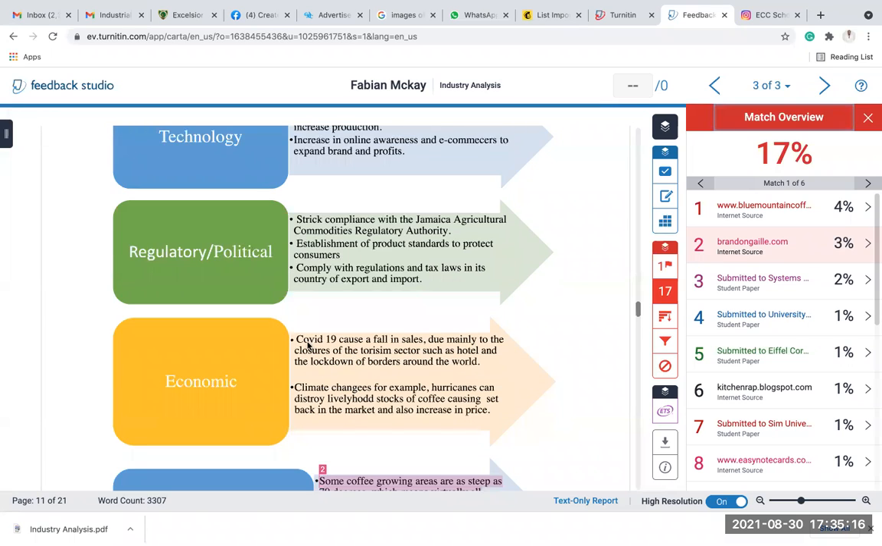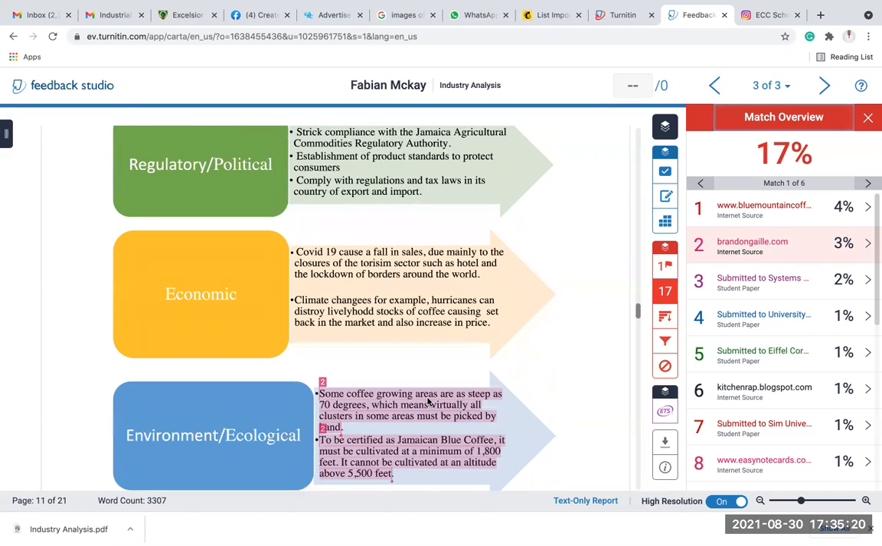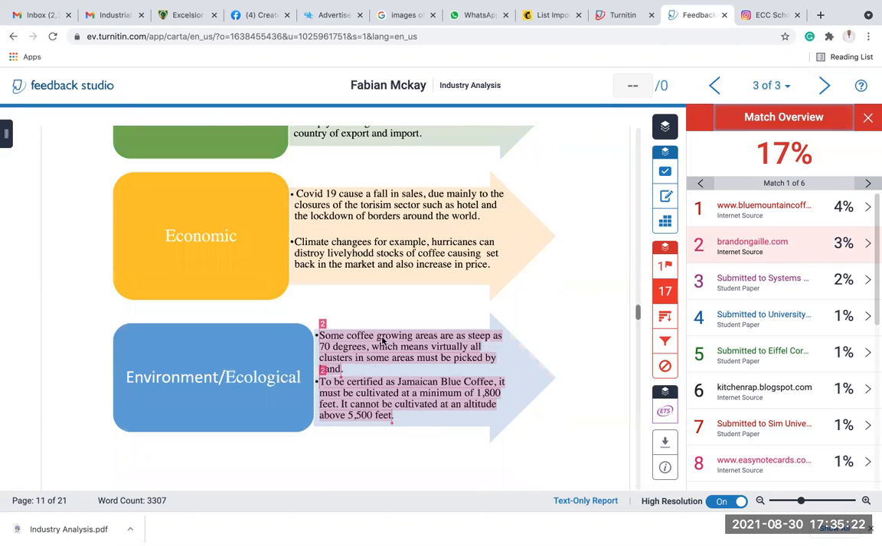COVID, the only common letter in COVID is the O, and there's a hyphenated 19. All of this is stolen. Environmental and ecological is stolen. You can see it because the entire thing is color coded.